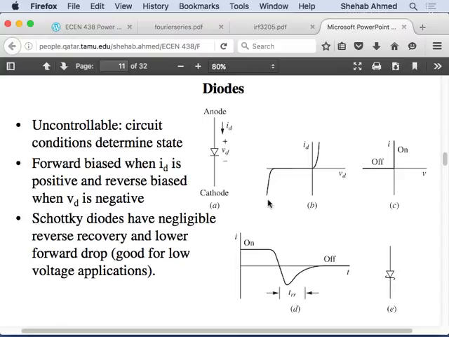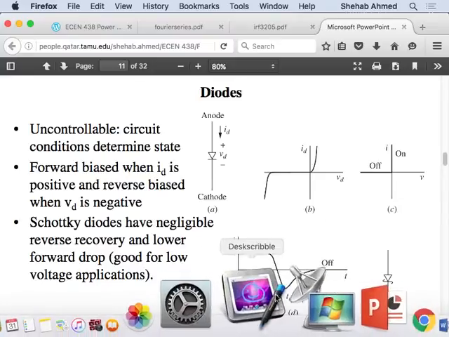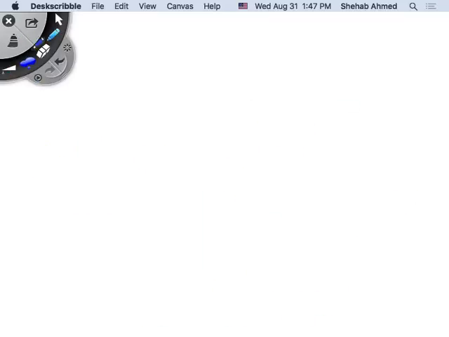So again, the diode is the first device that we will talk about. It's called an uncontrolled device. Uncontrolled meaning I'm not the one that dictates when to turn it on and when to turn it off. When you put it in a circuit, the circuit dictates when the device turns on and when the device turns off. Right? When does a diode turn on, for example, in a circuit like this?